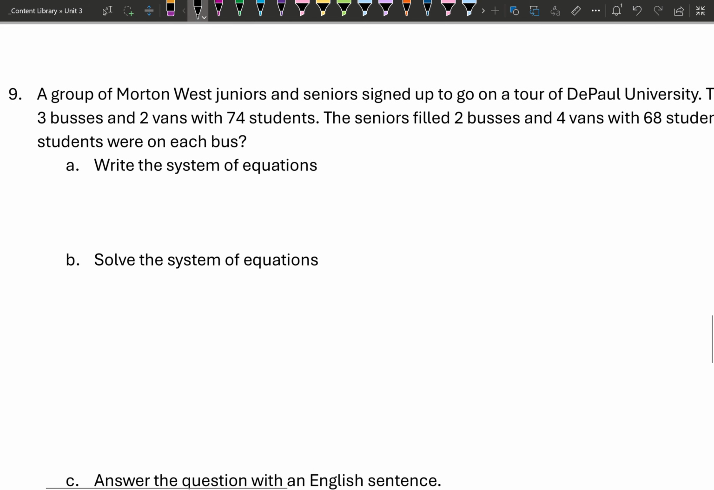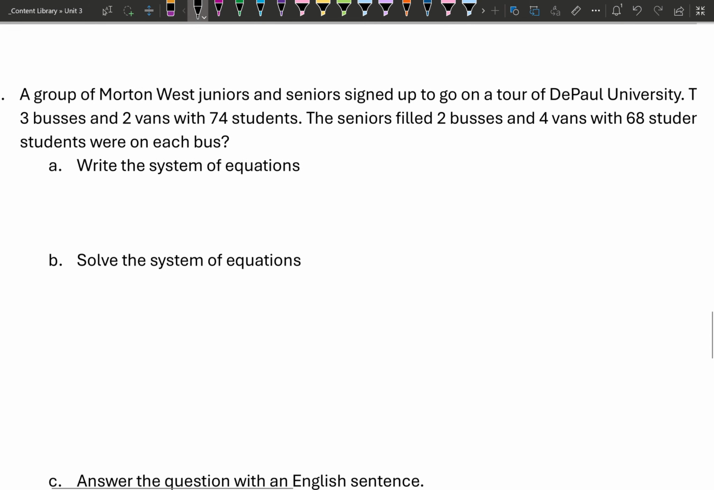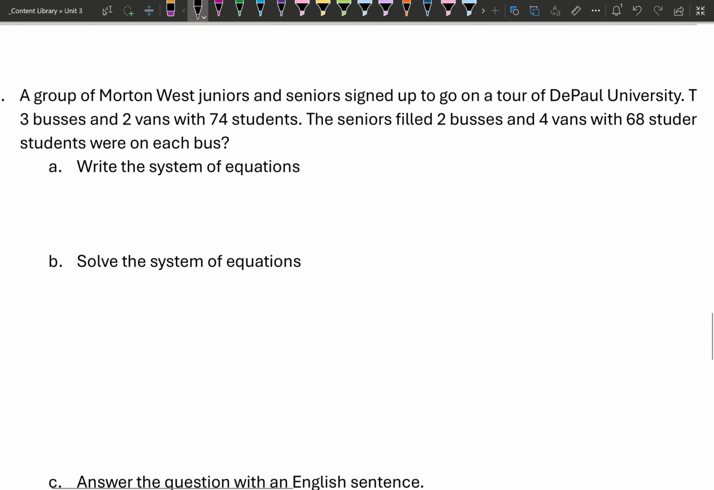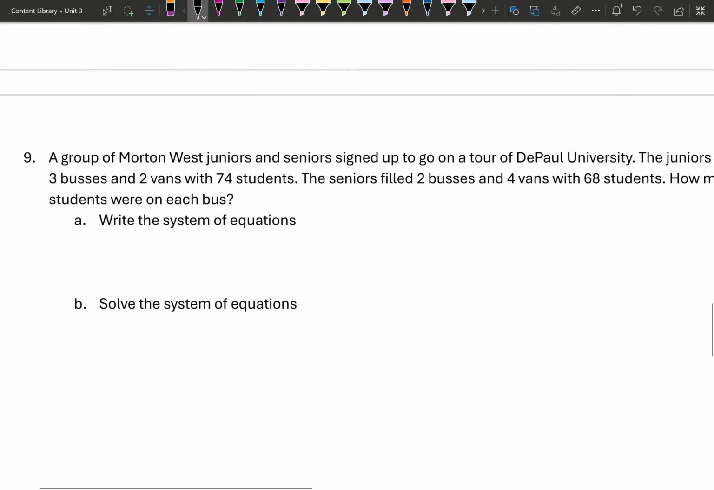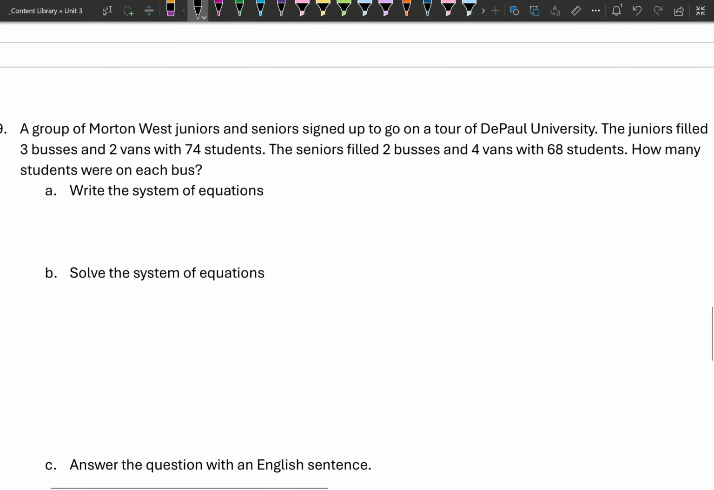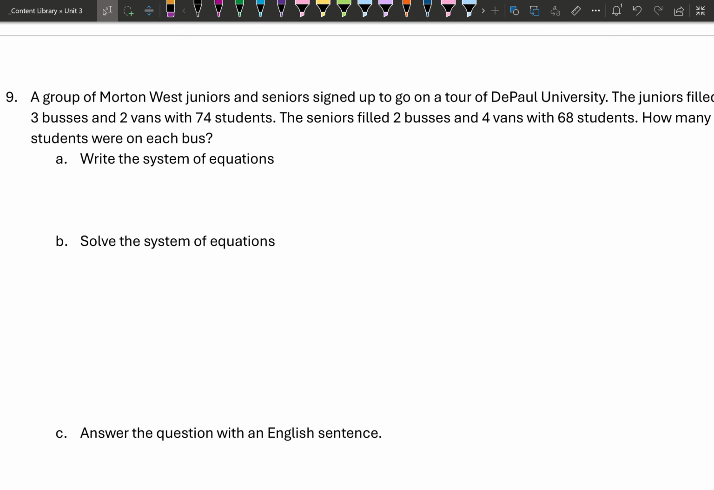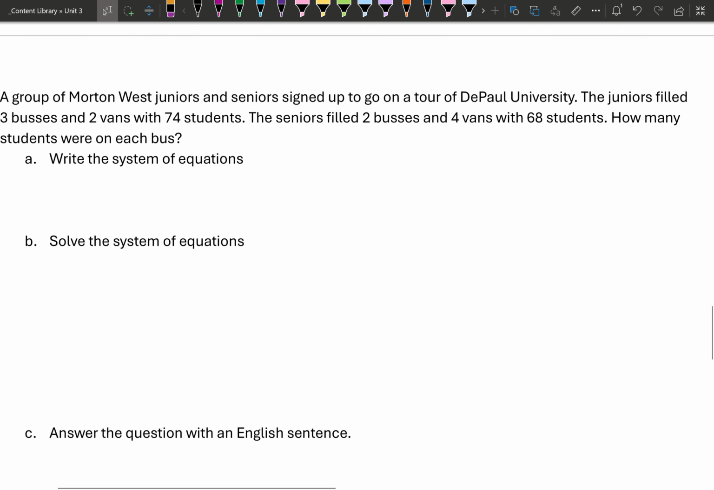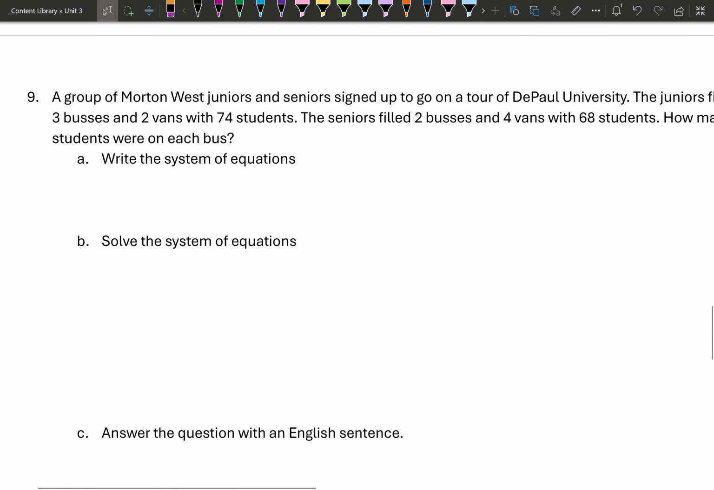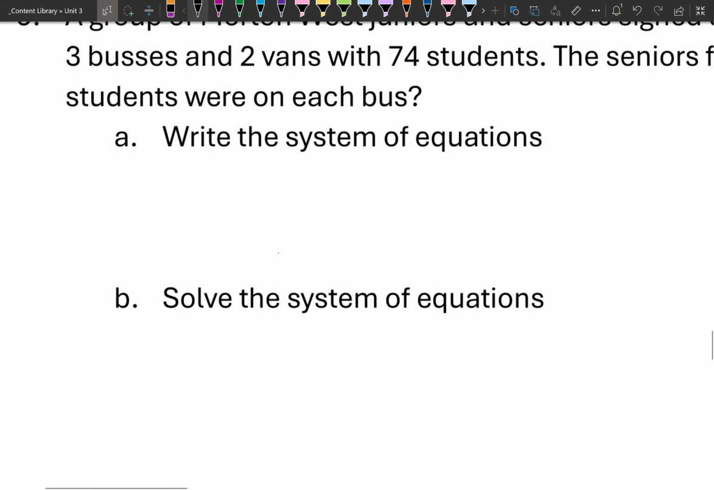Number 9. A group of Morton West juniors and seniors signed up to go to a tour of DePaul University. The juniors filled 3 buses and 2 vans with 74 students. Seniors filled 2 buses and 4 vans with 68 students. How many students were there on each bus? Alright, so system. I don't know how many students were on buses or vans. So X equals, not students, I was going to say amount of students.